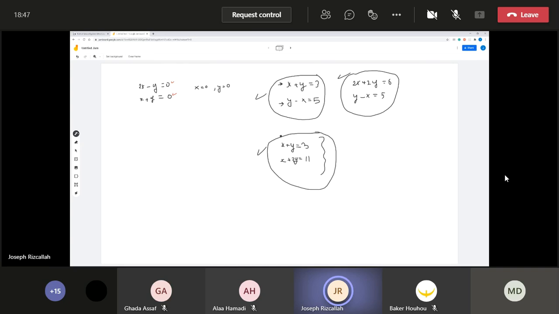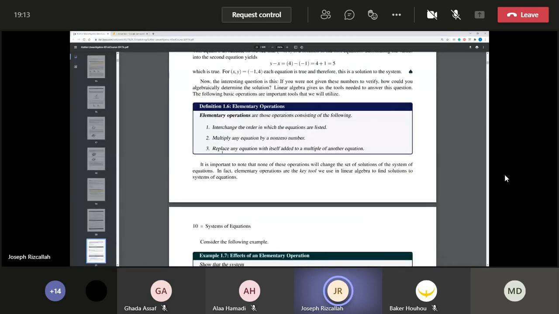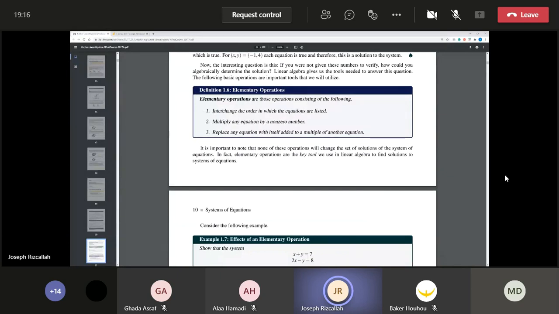Whenever you are trying to solve a system of equations, what you can do is one of three things, or many of these, if you like. You can simply switch the order. You can multiply any equation by any non-zero number, and you can multiply an equation and add it to another equation and replace it. These are called the elementary operations that we do on any system of equations to solve it. There are three: switching or interchanging order, multiplying an equation by a non-zero number, and replacing an equation by itself added to any other equation you want.